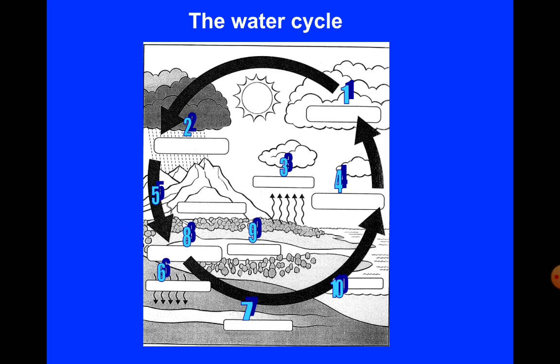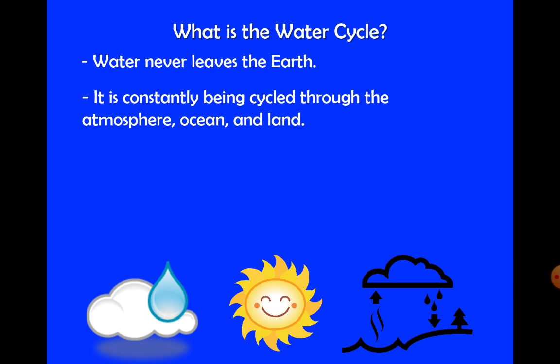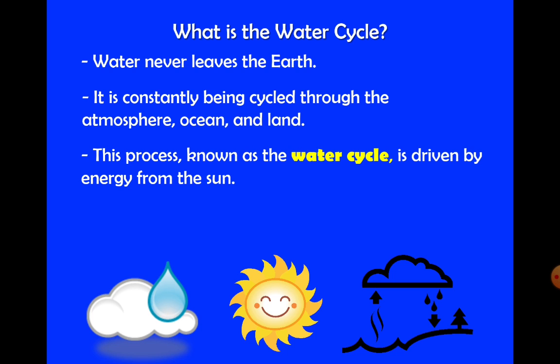This is the water cycle, and we will discuss different parts of the water cycle and see if you can fill in the parts at the end. What is the water cycle? Well, first of all, you need to know that water stays on Earth and it will never leave. It's constantly being cycled through the atmosphere, the ocean, and the land. We call this process the water cycle. And how is it driven? It is driven by the energy from the sun.